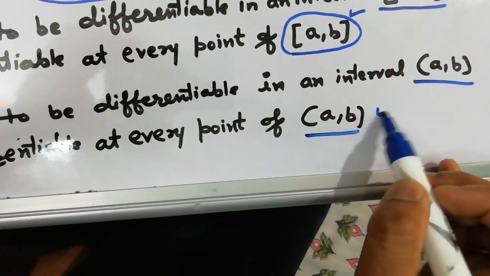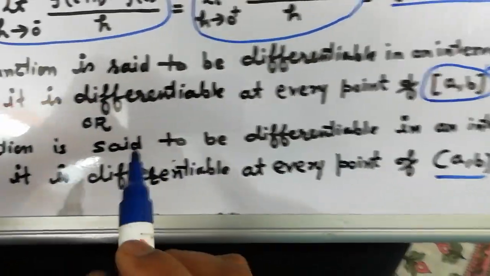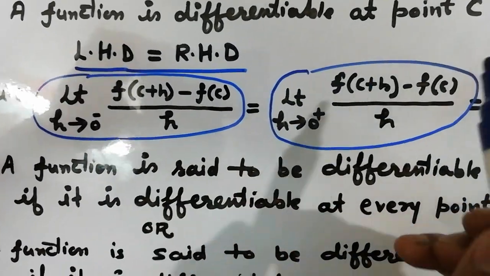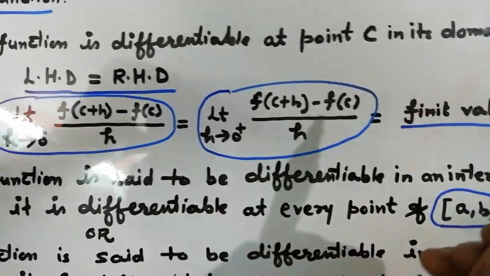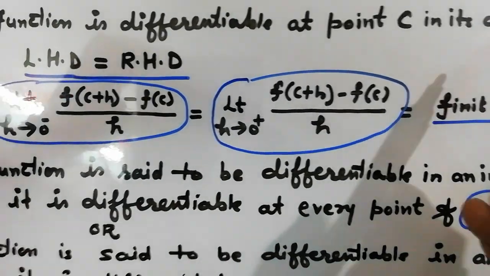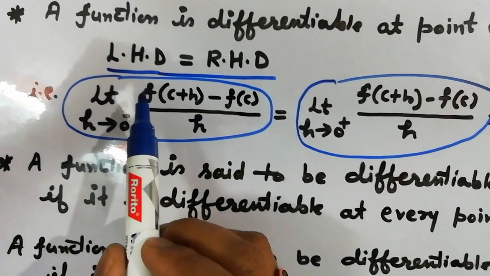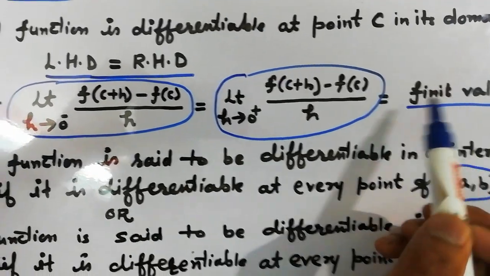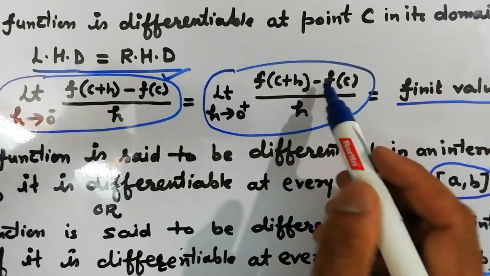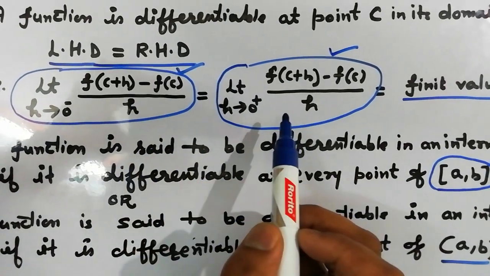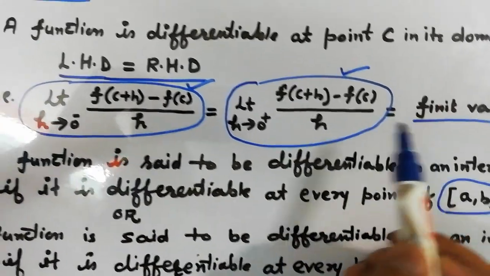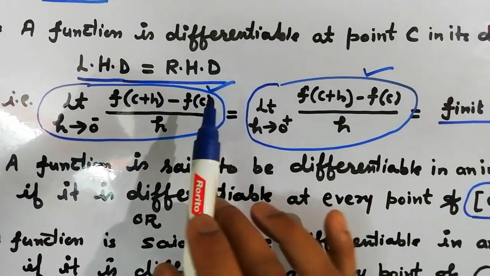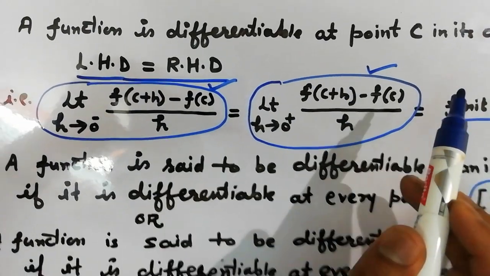So again I am saying, if I have to check differentiability at a given point, then what do we have to check? Firstly we have to check whether the limit exists or not. If the limit exists, then the left-hand derivative should be equal to the right-hand derivative, equal to a finite value. Means firstly we find the left-hand derivative, then the right-hand derivative. If they are equal to each other and equal to a finite value, then we can say the function is differentiable at that point. Otherwise the function is not differentiable at that point.